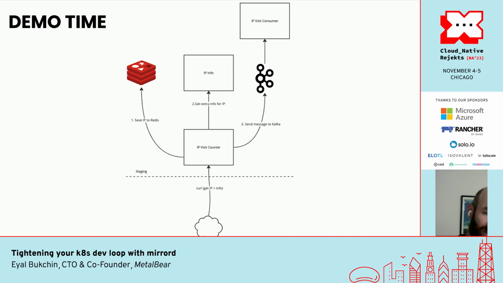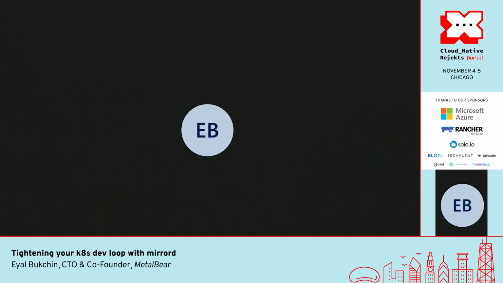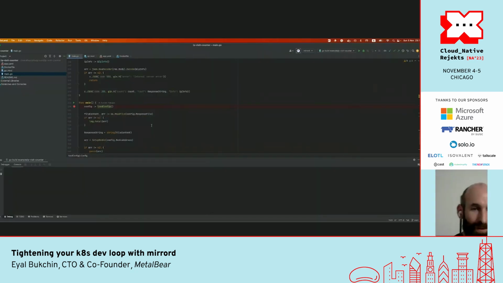For the purpose of this demo, let's pretend I'm a developer working on the IP visit counter service, and I want to make a change to it and test it out. Now, MirrorD ships as a CLI tool or as a plugin for VS Code or the JetBrains IDEs. So for this demo, we'll use JetBrains GoLand. I'm going to change this to share my screen real quick. Okay. I'm assuming you're all seeing my screen now.